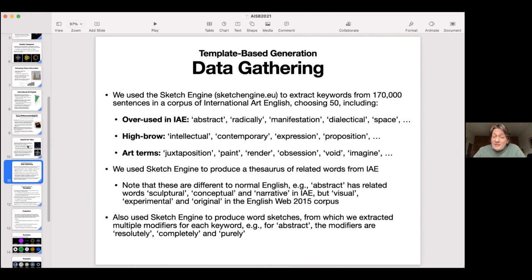I also used Sketch Engine to produce word sketches from which we extracted multiple modifiers for each keyword. So for example, for the keyword abstract, we can get modifiers resolutely, completely, and purely. So you can put them in front of it. So you can say resolutely abstract, completely abstract, purely abstract. And you can see we're already getting some nice International Art English phrasing going.